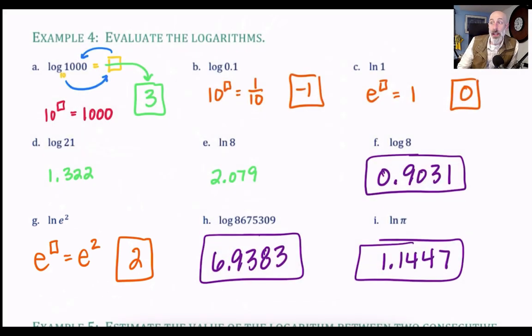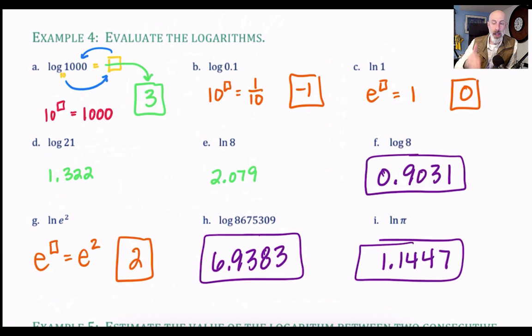Examples F, H, and I all require a calculator. They're not powers of 10. They're not powers of e. And one that I want to draw your attention to is letter H. Yeah, I stole the phone number from that song, but we have a large number, like 8,675,309, or 8675309. The common log of 8 million and change is only 6.9383. And that kind of explains how this is an inverse.